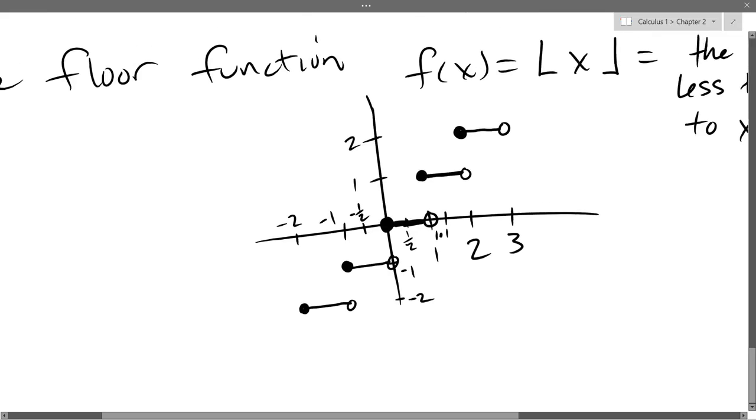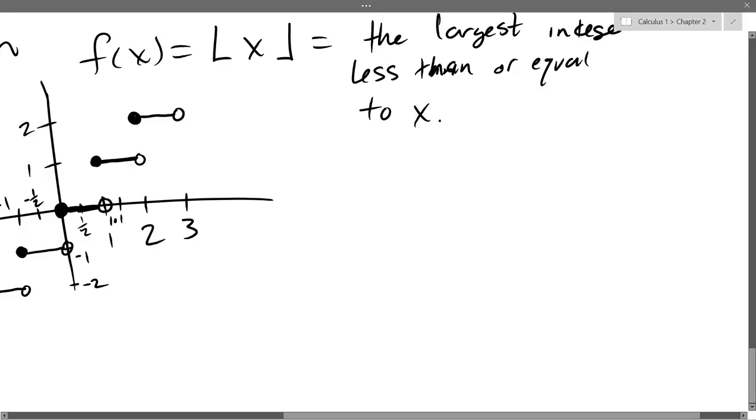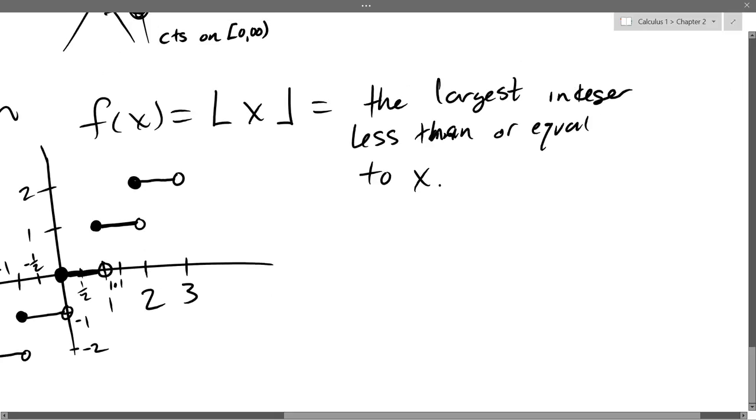Ceiling function is similar, except I think it's the smallest integer greater than or equal to. So the ceiling function is opposite.